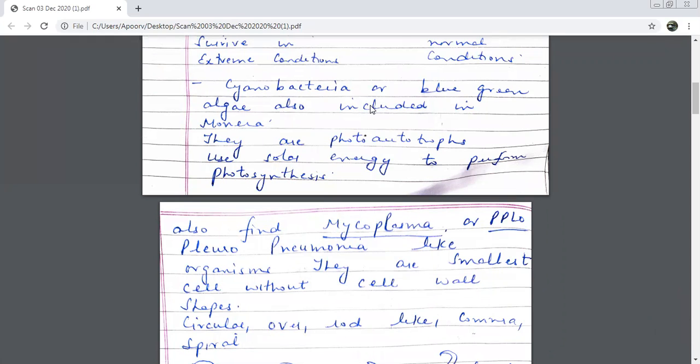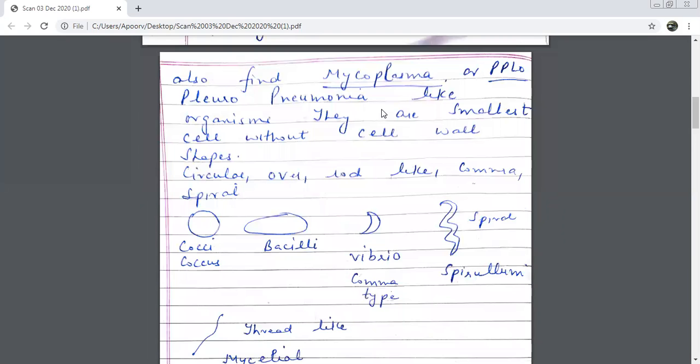We generally have four categories only. This is the last one, that is Mycoplasma. Name the fourth member. Mycoplasma. It is also called PPLO, pleuropneumonia-like organisms. What is the full form of PPLO? Pleuropneumonia-like organism.